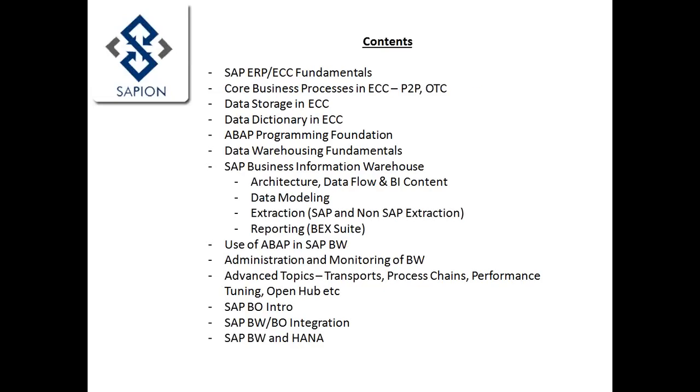You also should know core business processes in ECC. We call it procure to pay, OTC. Procure to pay means, if I'm a tire manufacturing company and I would like to buy raw materials, right from my initiation of procurement of raw materials till I pay the supplier once the goods are received by me. That's a business process.